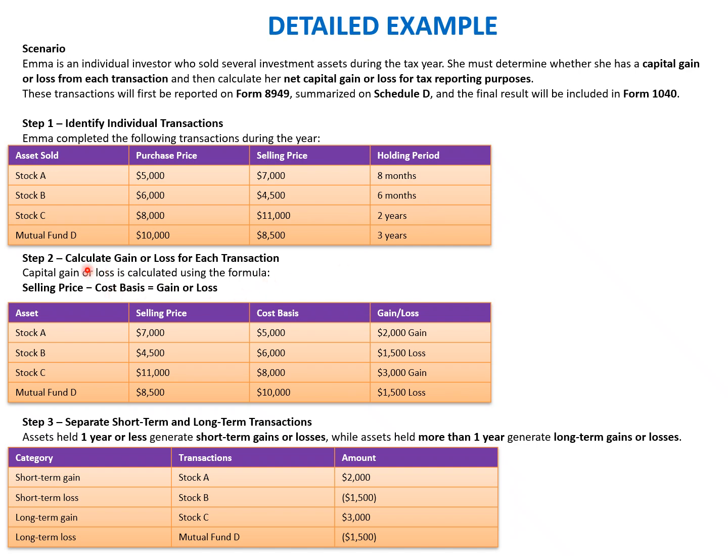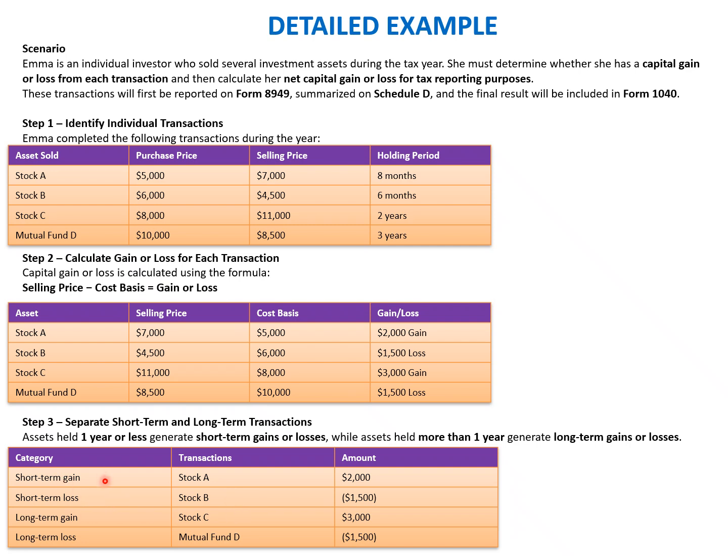Step 2 is to calculate the gain or loss for each transaction, which we have done by calculating selling price minus cost basis. We have determined a gain for stock A, a loss for stock B, a gain for stock C, and a loss for mutual fund D. In step 3, we have to separate the long-term and the short-term transactions.